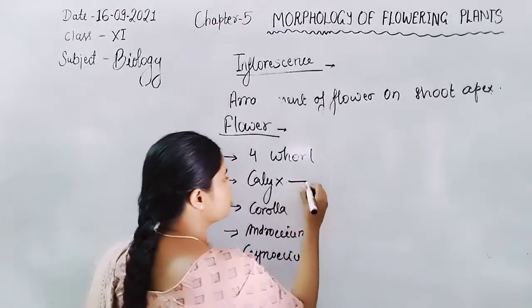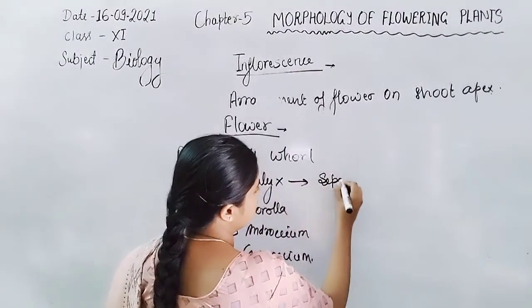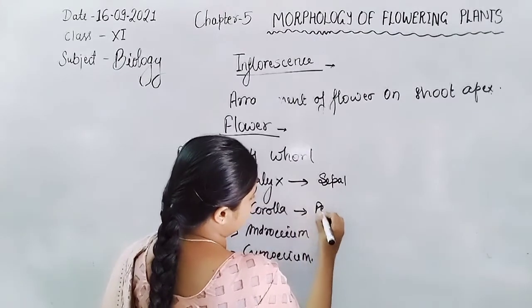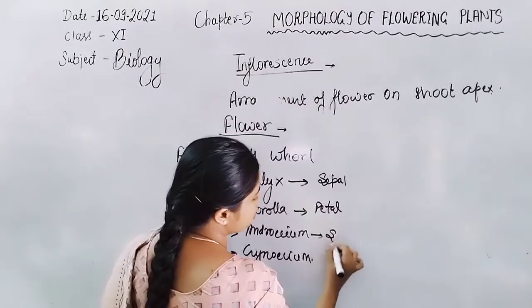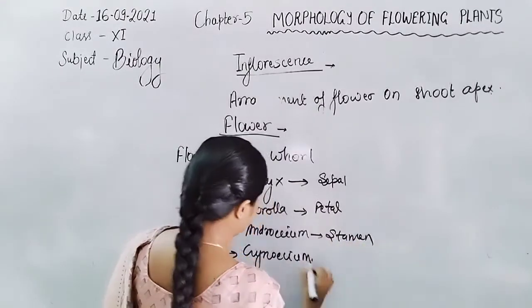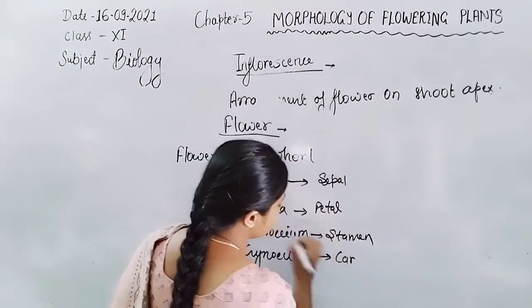The unit structure of calyx is sepal. The unit structure of corolla is petal. The androecium unit structure is stamen. And the gynoecium unit structure is carpel.